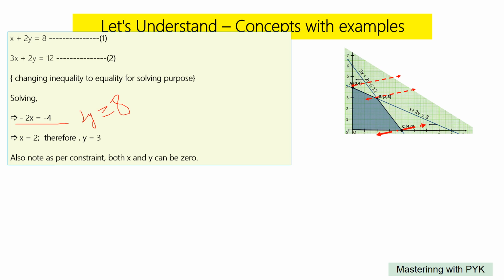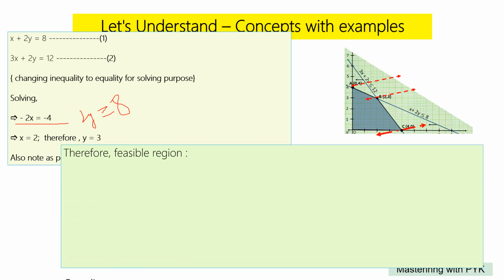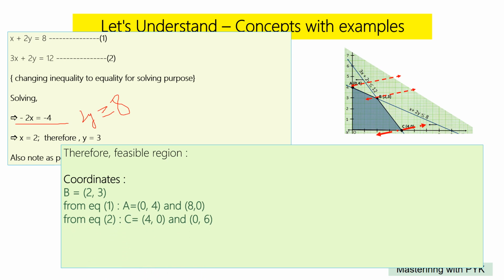So x + 2y is 8, and 3x + 2y is 12. We solved it and we got the two equations. So the feasible region would include 2, 3. And from equation 1, when we put x as 0, we get y as 4, and y as 0, we get x as 8. Similarly, in equation 2, x is 0, so 2y becomes 12, so y becomes 6. And similarly, when y is 0, 3x becomes 12, so x becomes 4.